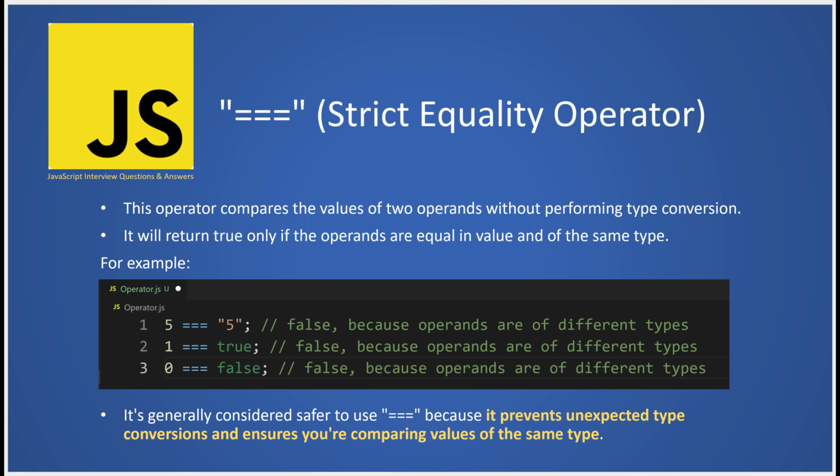The strict equality operator needs both value and type to match. So 1 and true or 0 and false will also return false. It doesn't perform the chameleon act of type conversion.